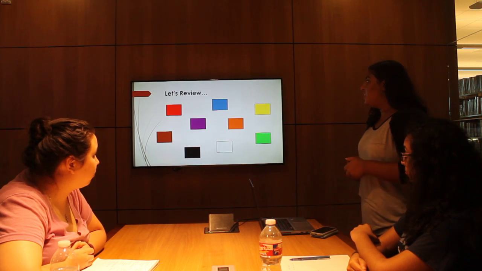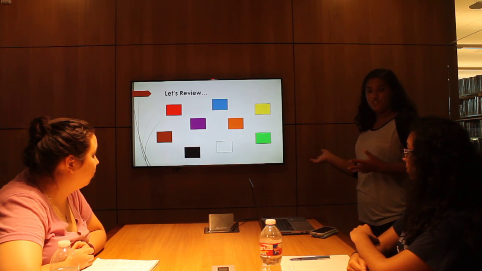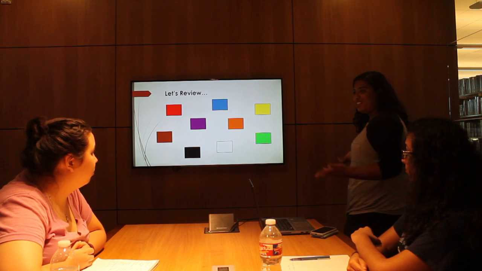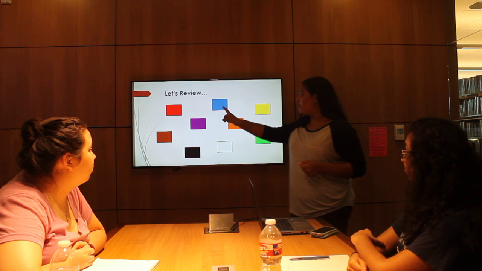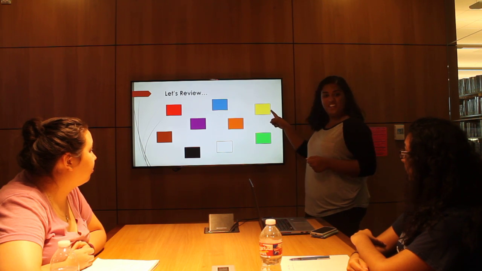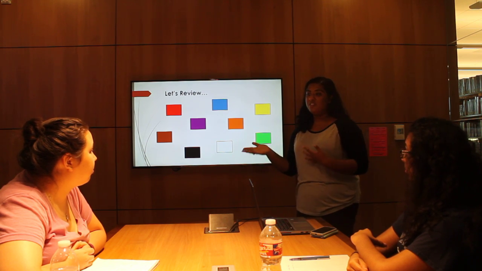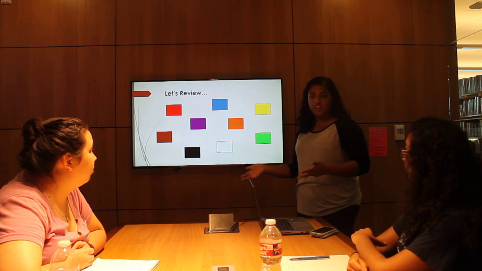Yeah, let's keep moving. So we're going to review colors. Do you guys remember we learned colors last week? Okay, so Nancy, can you tell me what color this is? Red. Okay, Abby? Blue. Okay, Nancy? Yellow. Okay, good. So now instead of just saying the color, we're going to say it in a sentence, okay?